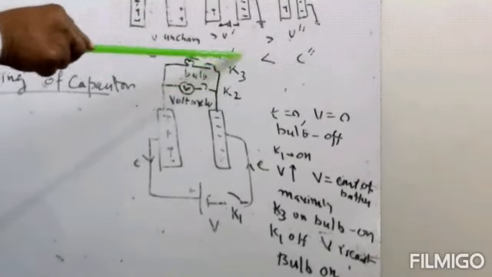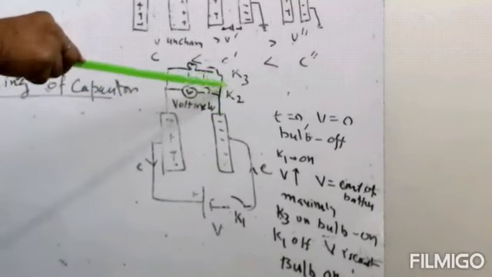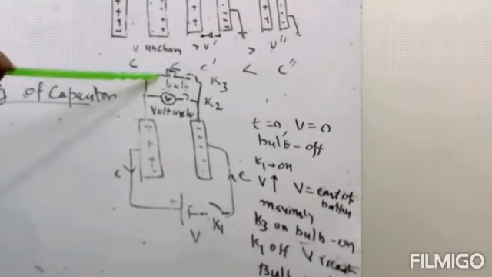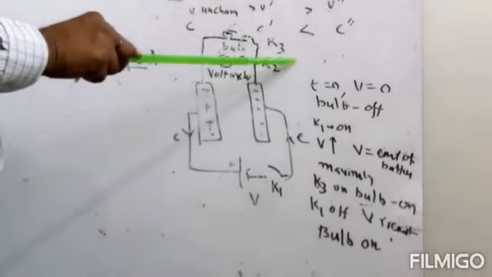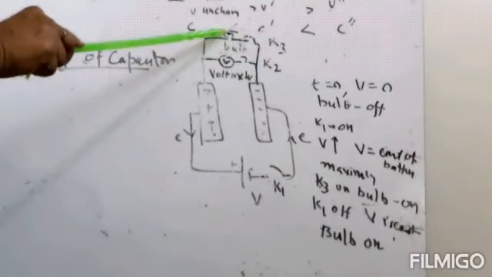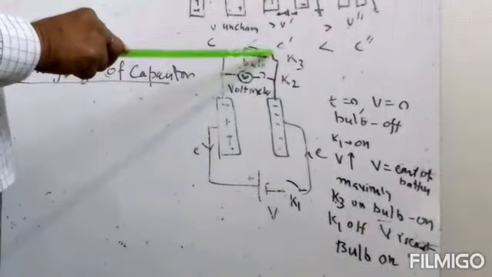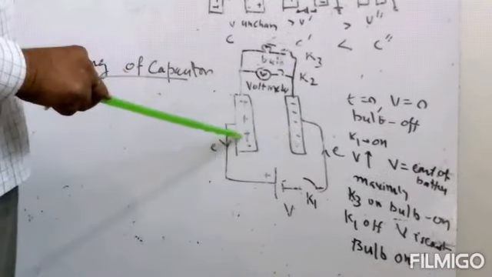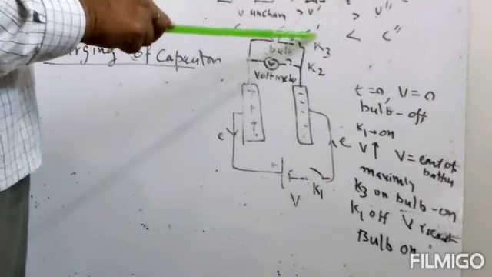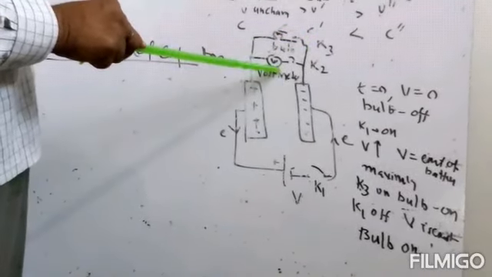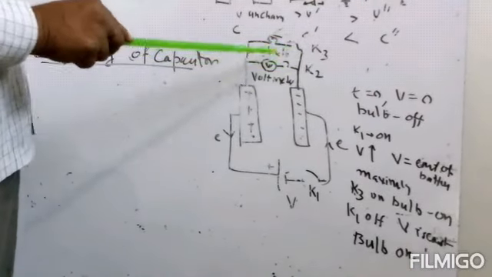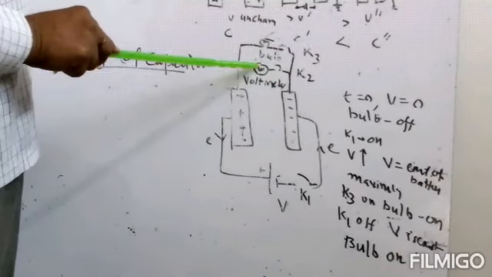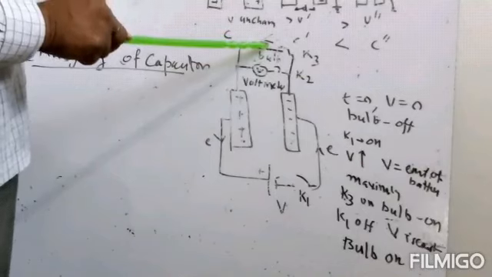Now if we keep the bulb key on, then what happens? The bulb will give light, the electrical energy will be converted to light energy, and it will consume the energy. The stored energy between these two plates will be decreasing, the bulb will glow and give light, and the potential will be decreasing. After some time the capacitor is completely discharged, then the potential V is equal to 0 between these two plates and the bulb will not glow.